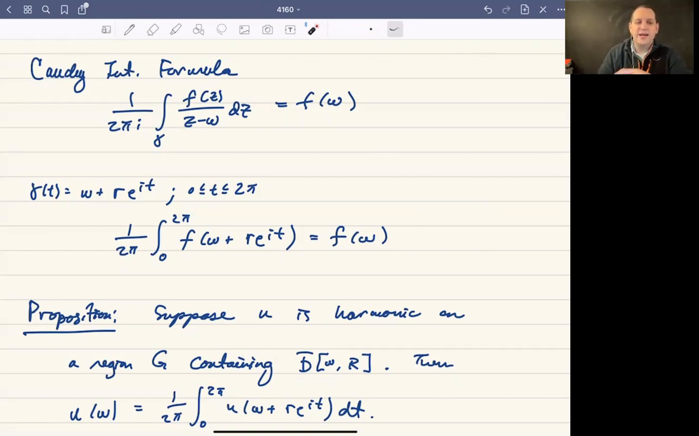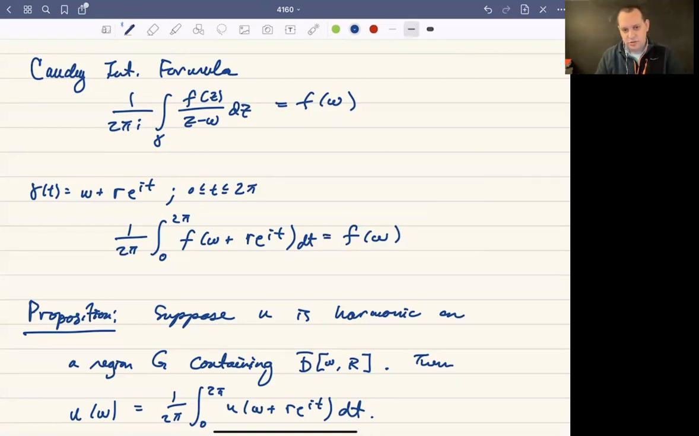So 1 over 2 pi times the integral from 0 to 2 pi of f of w plus r e to the i t dt is equal to f of w. Okay, so that's f of w. Now that's under the condition that f is holomorphic. And again, here gamma is a circle. So just assume that this positively oriented circle lies inside our region G. If that's true, then this is true. So in particular, this is true for holomorphic functions.